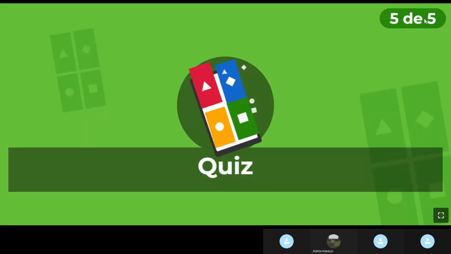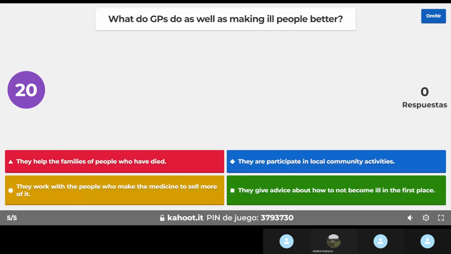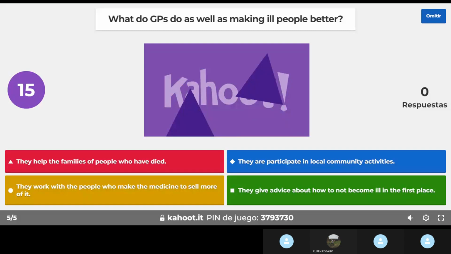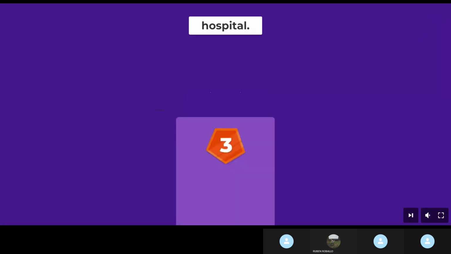Okay, and the last one. What do GPs do besides making ill people better? Red: they help their families or the people who have died. Blue: they take part in the local community's activities. Yellow: they work with the people who make medicine to sell more of it. Ooh, I cannot read it all because there are many.